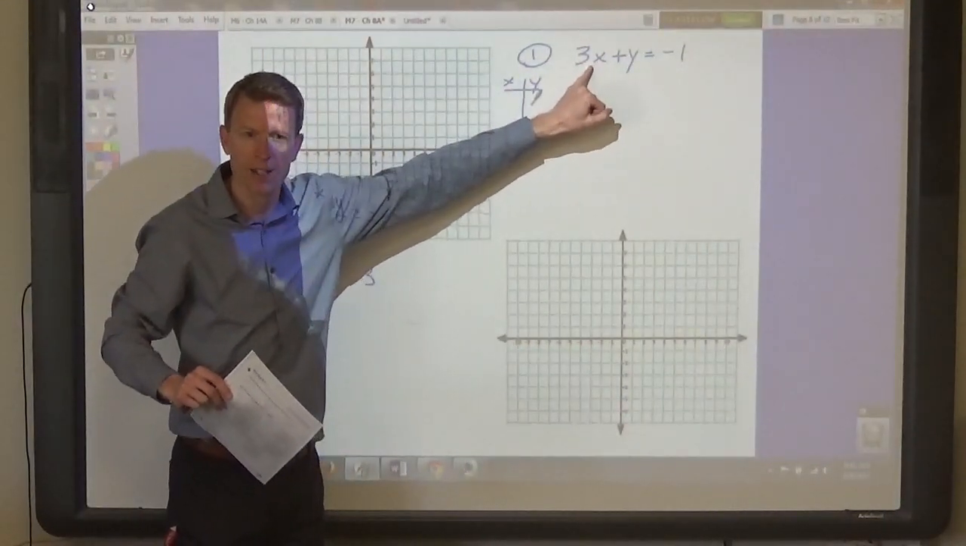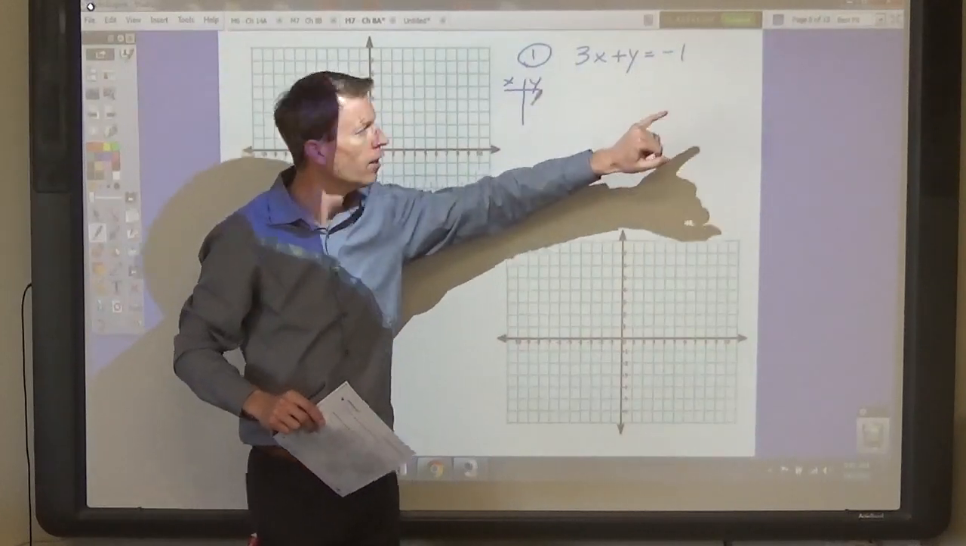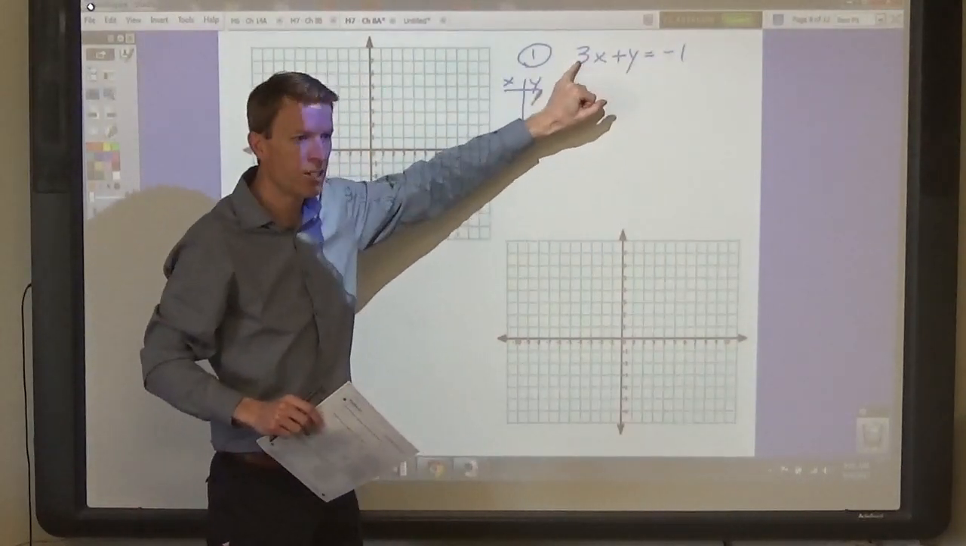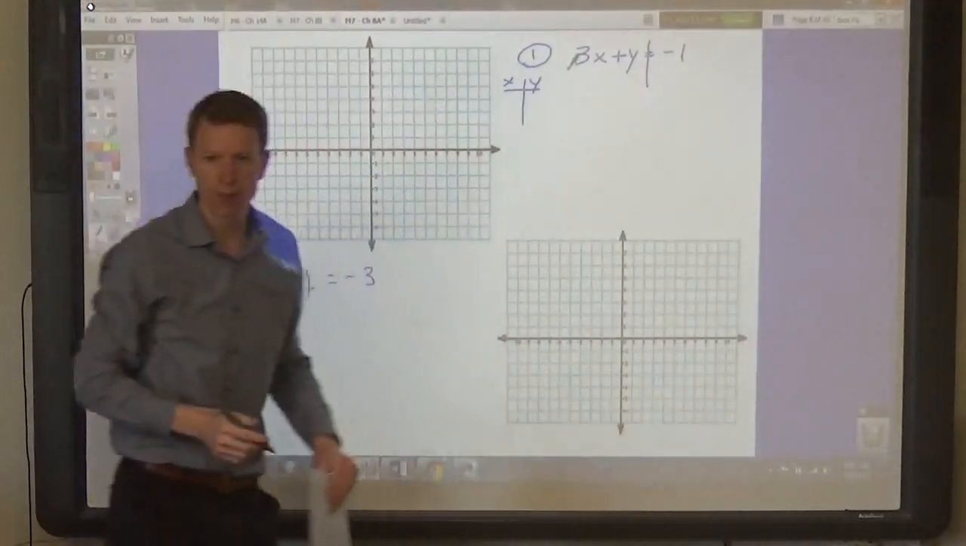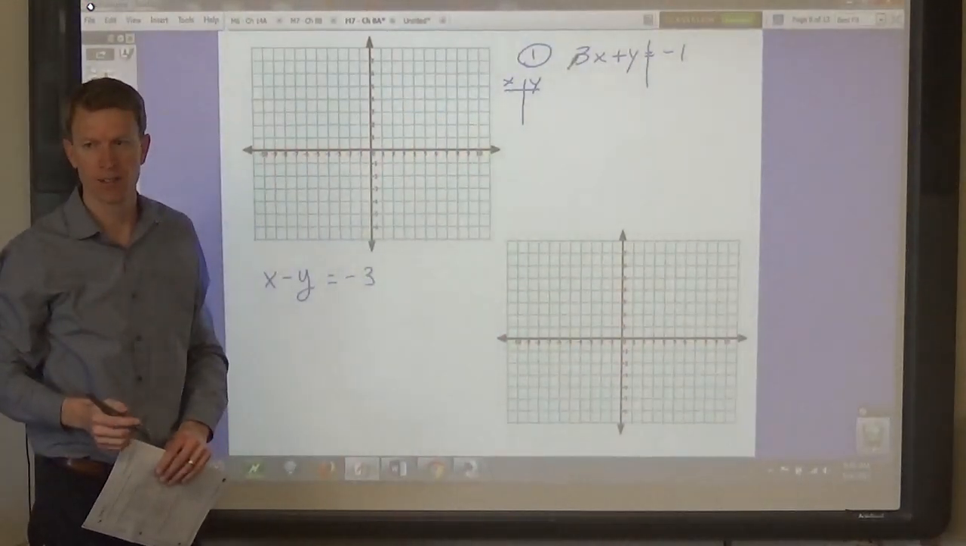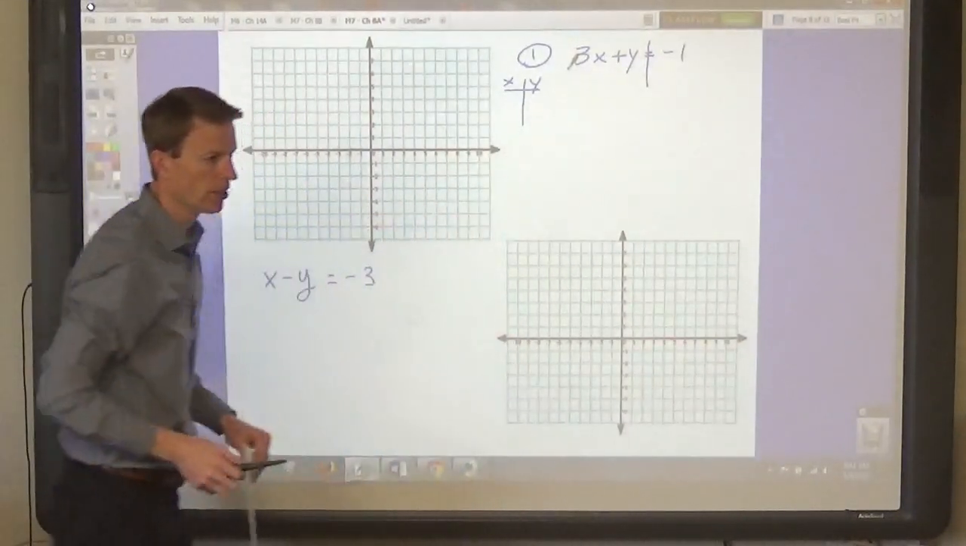Solving for y, and then graphing the y-intercept and the slope, okay? Now this one, if we just look at this equation and get rid of the 3x, we'd have it solved for y, right? So that might be the simplest way to graph this equation. Let's do that.